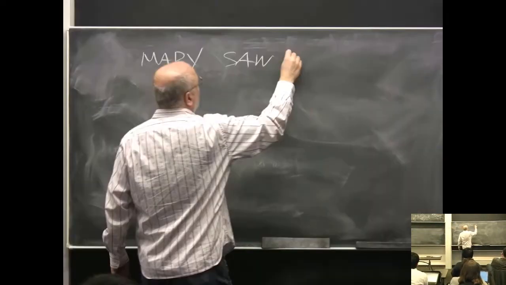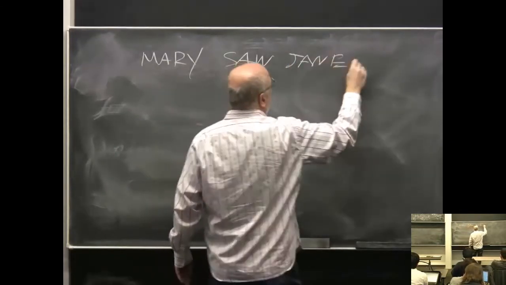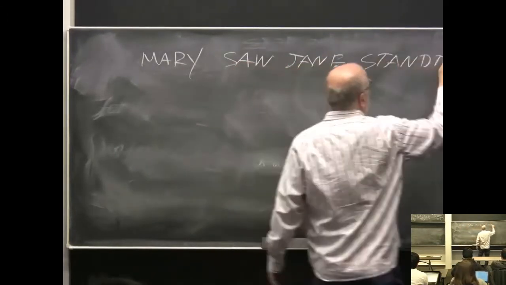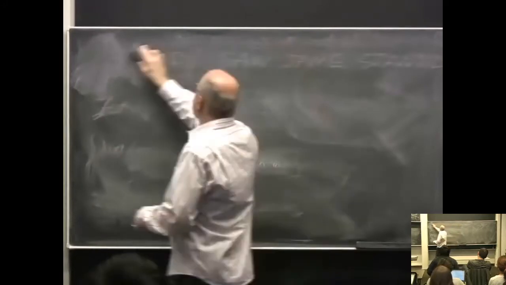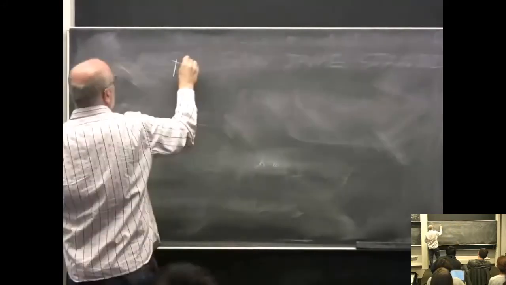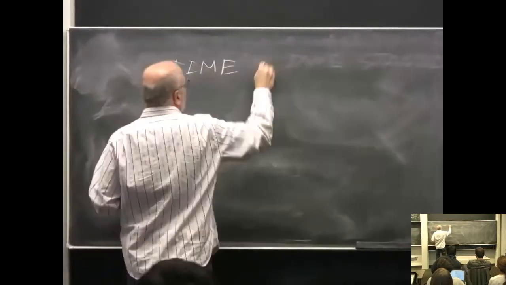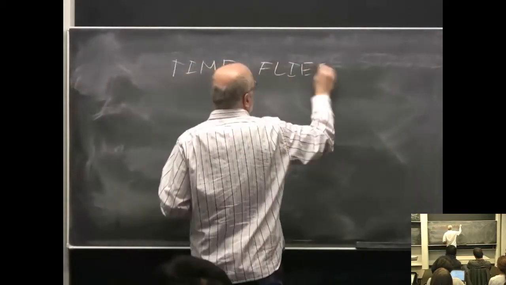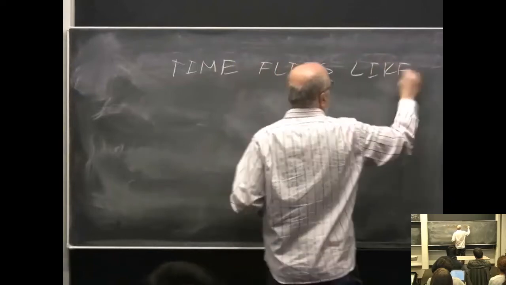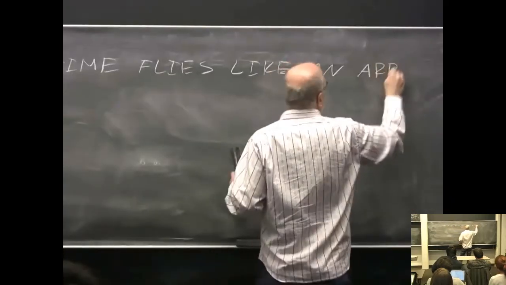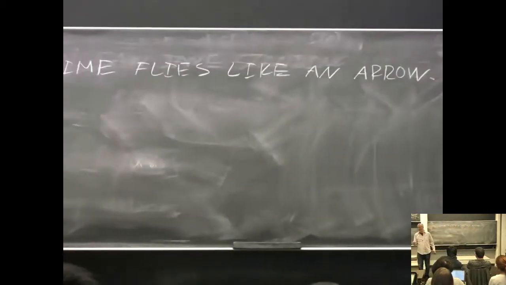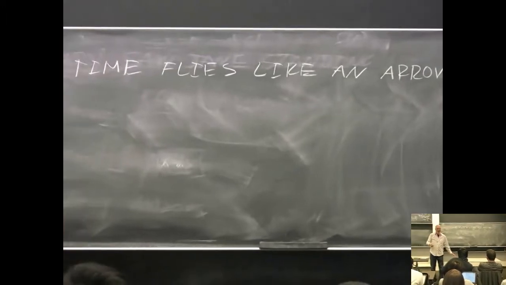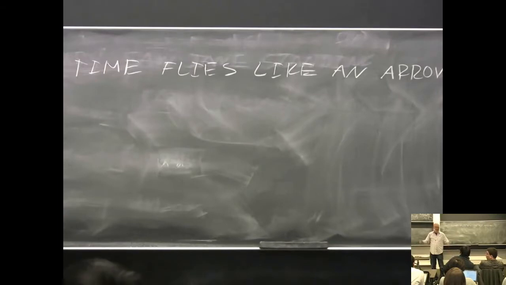Let's go to our favorite sentence. Mary saw Jane standing, or maybe I'll do "time flies like an arrow." It's much more polysemous. Time flies like an arrow. To those of you who have not seen this sentence before, it's a very famous sentence because it has many, many legal parses in English. How many of you have not seen this before? Good.